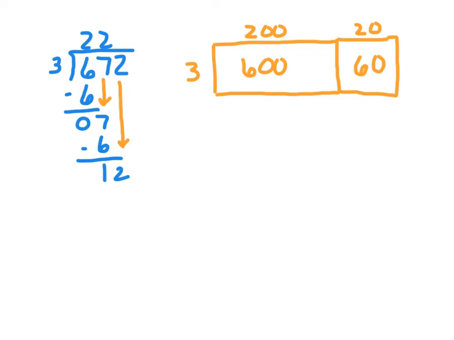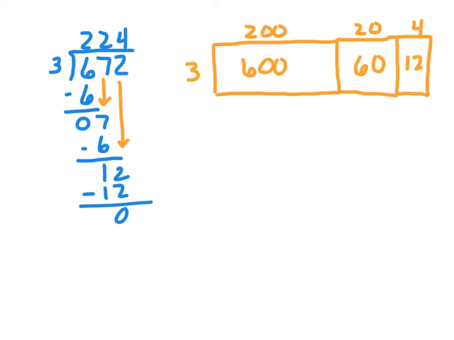So the final part of my area model here is going to represent those final 12 ones, and 12 divided by 3 is 4. 4 times 3 is 12. I can subtract that out. I have nothing left over. And in my area model, 3 times 4 is 12.